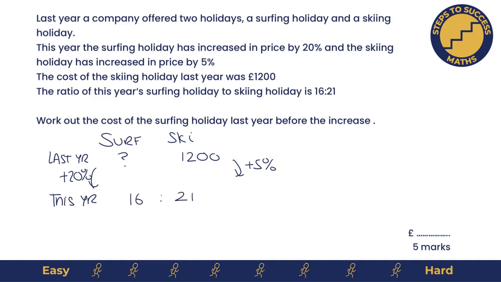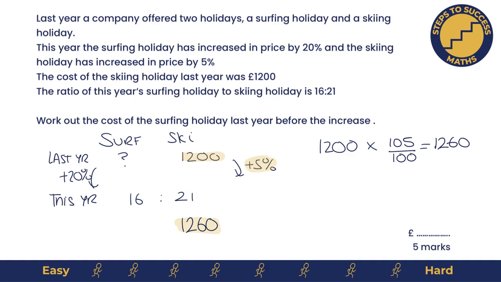So look at all this information. We can start off by filling in the new price, the price of this year's skiing holiday. We know it went up by 5% and we know it started at 1,200. So we want to increase 1,200 by 5%. 1,200 times 105%, 105 over 100, or 1.05. And that's going to give us 1,260. So we know that this is 1,260. And we can use this to sort out the ratio.